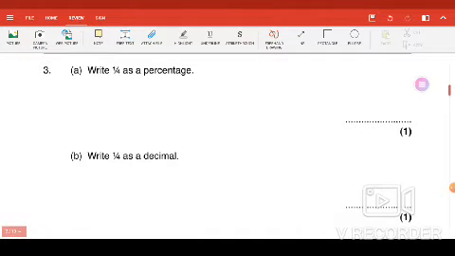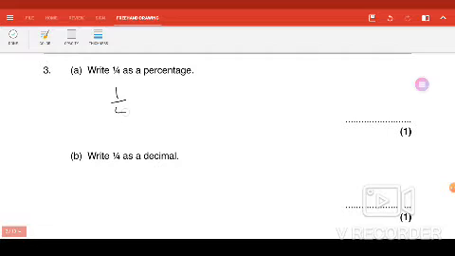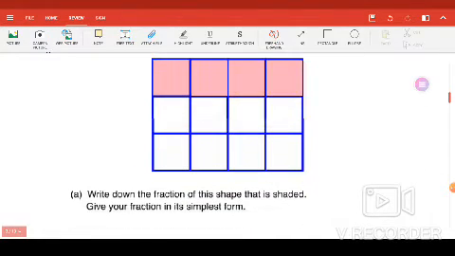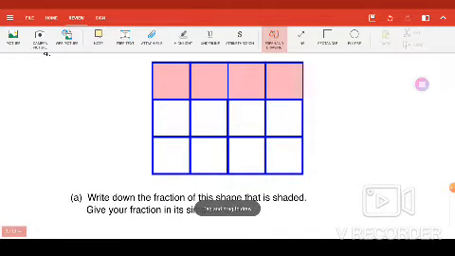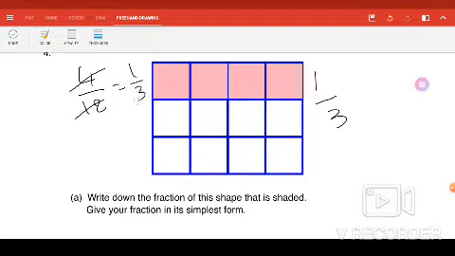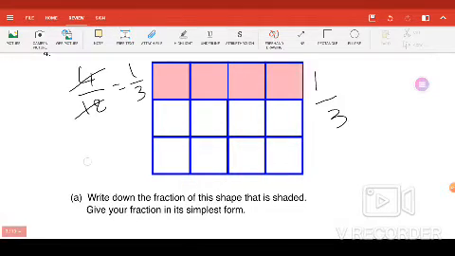Number 3, 1/4 as a percentage is 25%. 1/4 as decimal is 0.25, as in the table above. Write down the fraction. It's 4 over 12. You can count or you can multiply. So, as you see, it's 1/3 parts, or it's 4/12. Then simplified by 4, it will be 1/3.